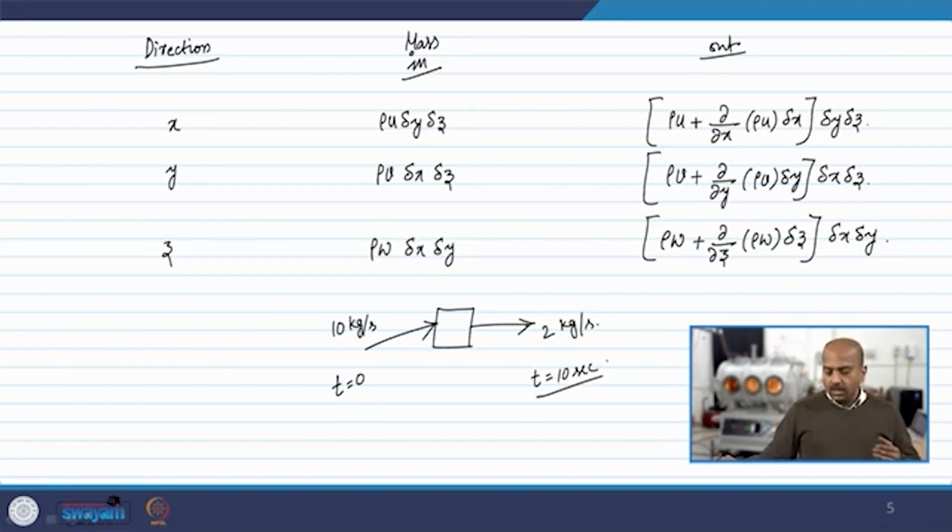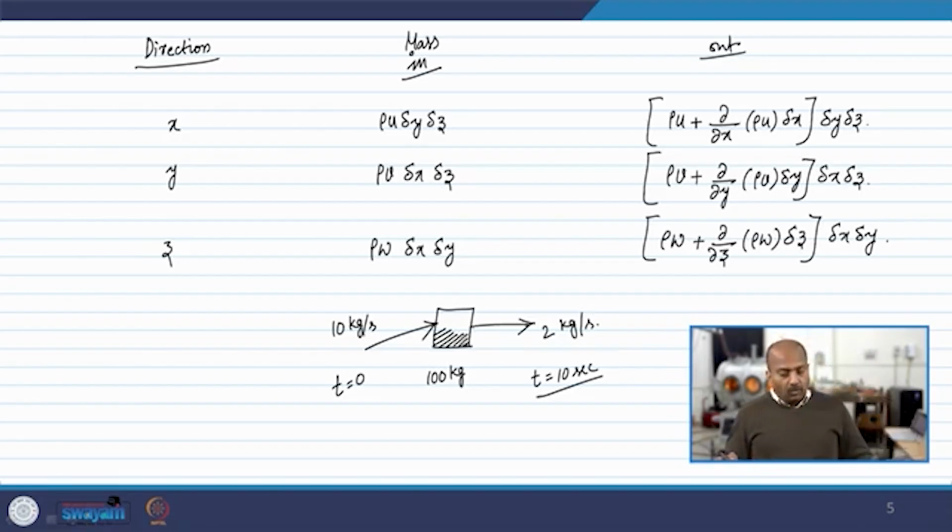At t equals 0 seconds, there is no mass inside. As time goes on, within a span of 10 seconds, you would have accumulated a mass of 100 kg inside, right. But at the same time, during this 10 seconds, 2 kgs of mass per second is going out. So, 20 kgs of mass has already exited. So, now you have the remaining 80 kgs which is accumulated inside. Right. So, what do you comment on this situation?